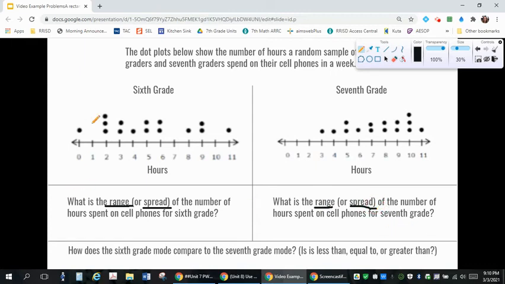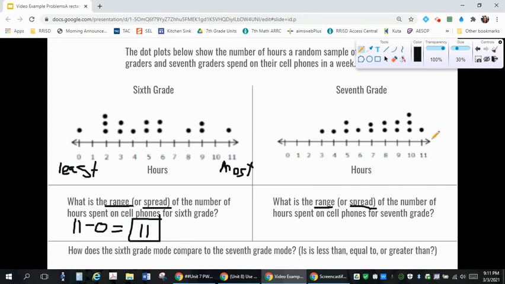In order to find the range, we take the least and the greatest data points. And we only pick the hours that actually have data on them or dots, students that have actually said that. So in 6th grade, there is a student that does not use a cell phone at all, 0 hours, right? And then there's a student that uses the cell phone 11 hours per week. So I'll put least and most. To find the range, we just subtract those two, 11 minus 0 is equal to 11. The range for sixth graders is 11.